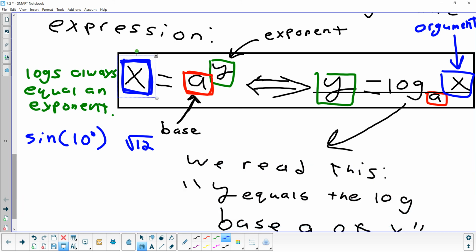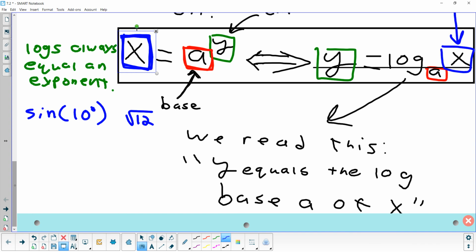All right, so how do you read what's on the right-hand side? How do you pronounce it? That is how you pronounce it. You say y equals log base a of x. You read it left to right. It's just when you get to the a, because it's lower, you have to say base a.